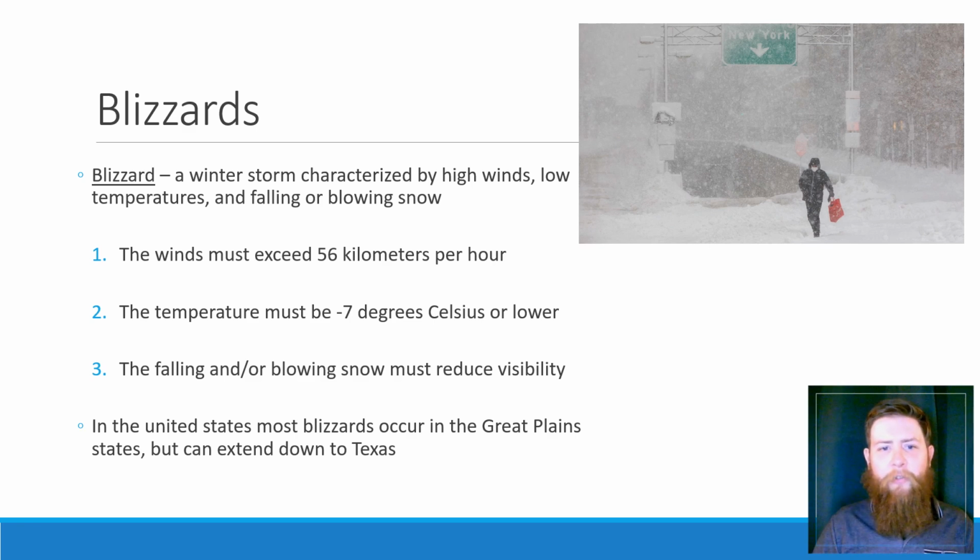In the United States, most of our blizzards occur in the Great Plains, but we do get some down in Texas. We don't get a lot of blizzards up here in the Pacific Northwest because we don't get a lot of that blowing snow with the high winds. Most of the time we just get heavy snowfall. We can get them, they're just less frequent.